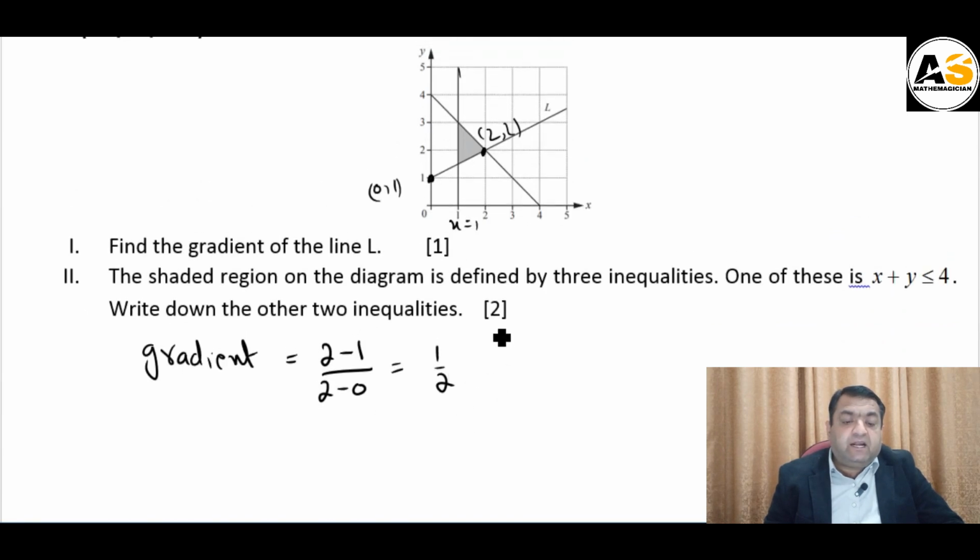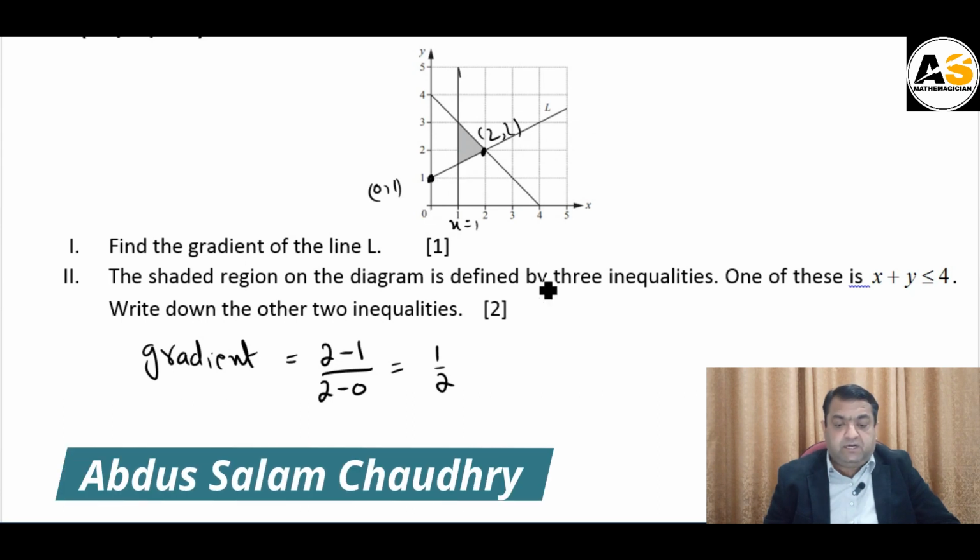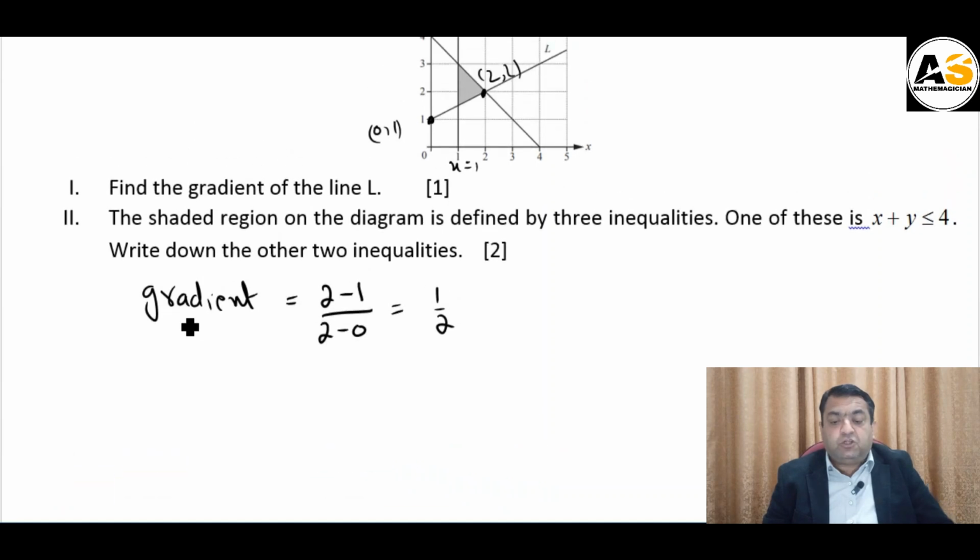Shaded region on the diagram is defined by three inequalities. One of these is x plus y is less than or equal to 4. This is the x plus y is equal to 4 line, and the region shaded is below this, so this is x plus y is less than or equal to 4. Second inequality is this line, x is equal to 1, so the region is the right hand side of this line, so x is greater than or equal to 1. Third inequality will be the inequality related to this line L, whose gradient we just calculated. Let us form the equation of L first.